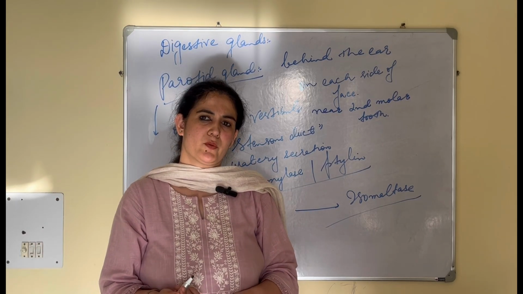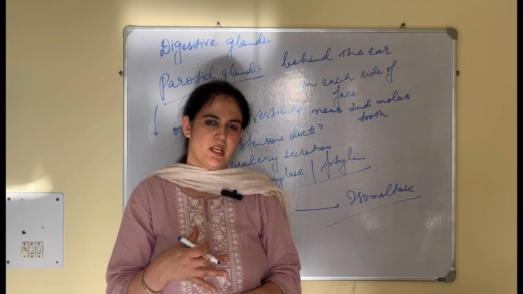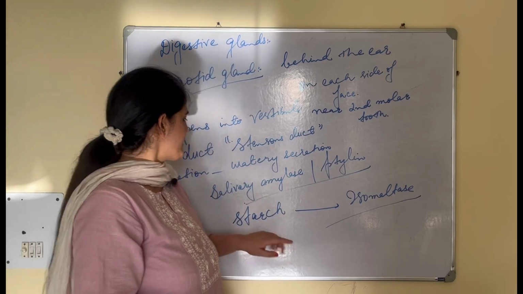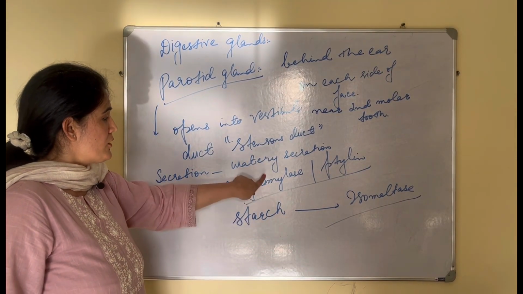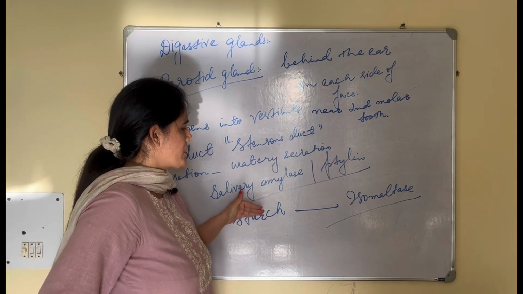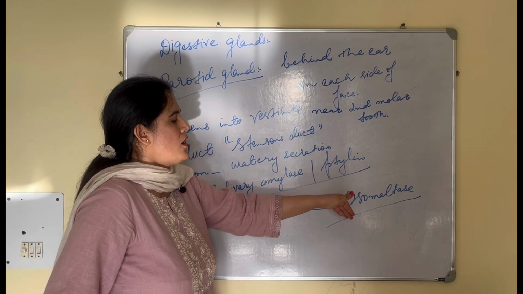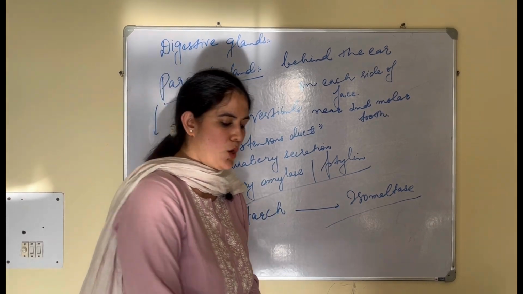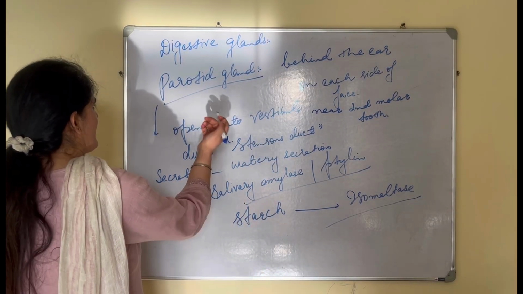33% of carbohydrate digestion happens in the buccal cavity. That breakdown is because of salivary amylase, also known as ptyalin, which breaks down starch into isomaltase.